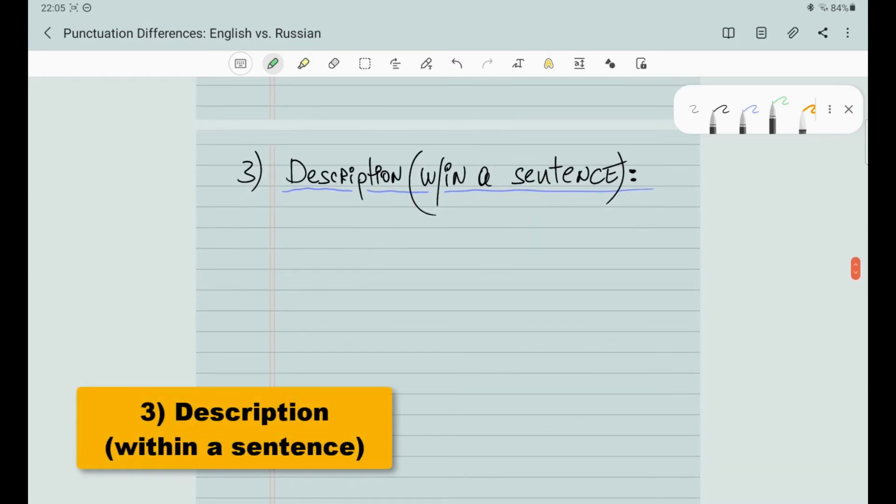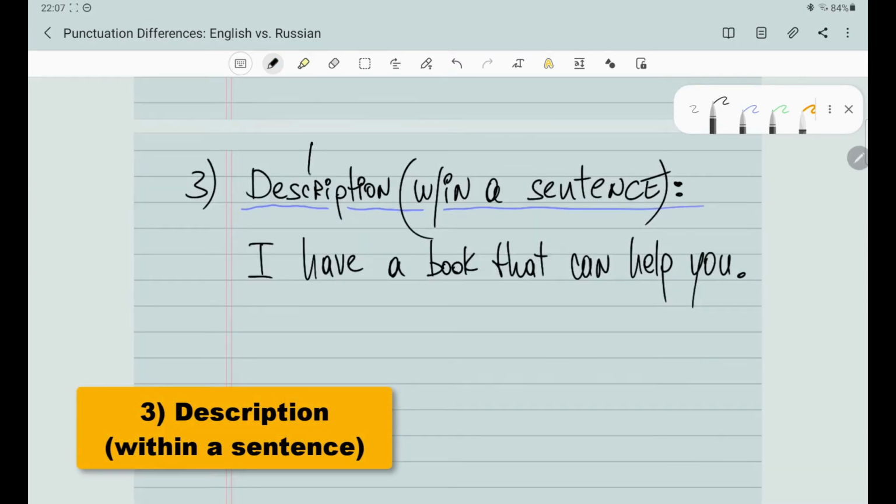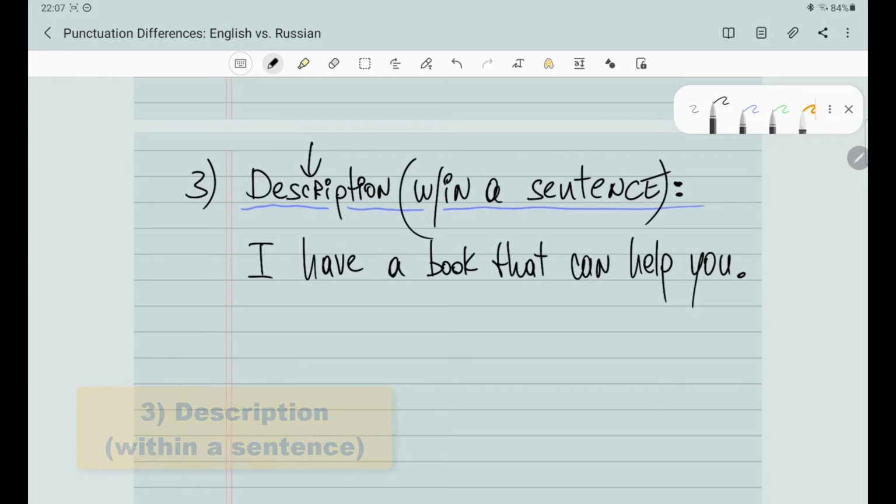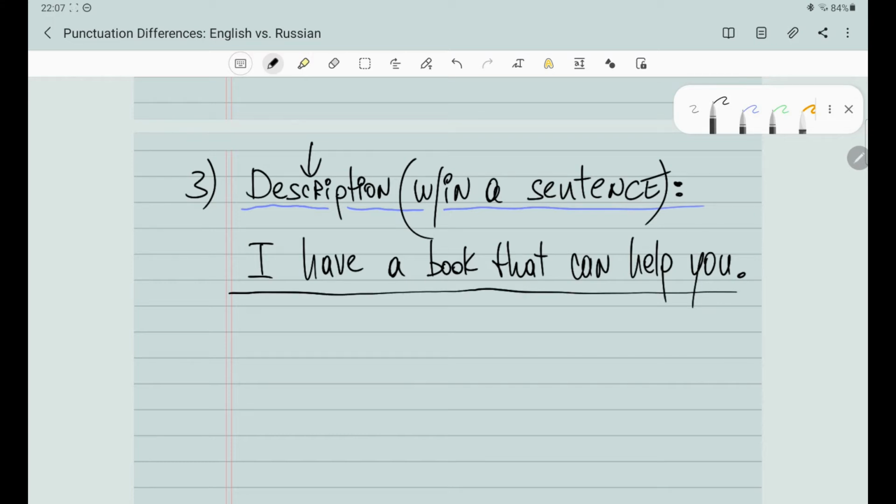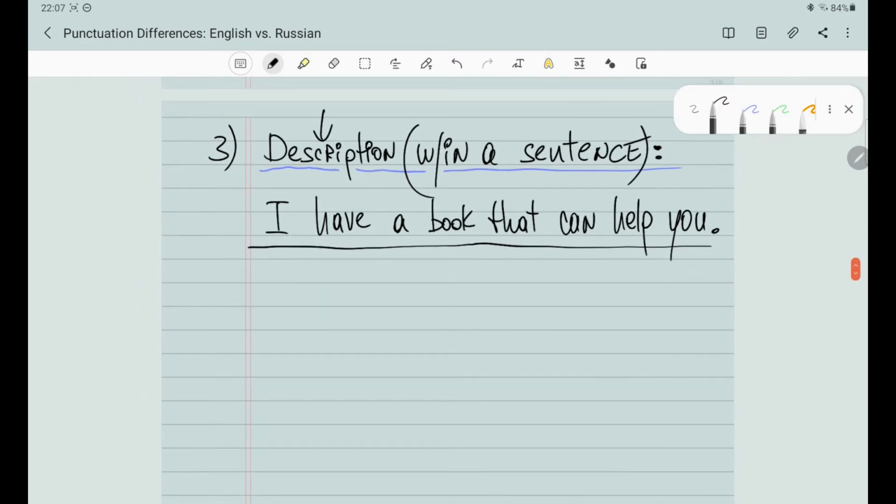Description within a sentence. So what do I mean by description within a sentence? Here's an example. The sentence is, I have a book that can help you. Okay, so the descriptor is that can help you. This guy right here. So it describes the book, right? So if there's a better way to name this or an easier way to name this, let me know. But that is what I'm talking about.